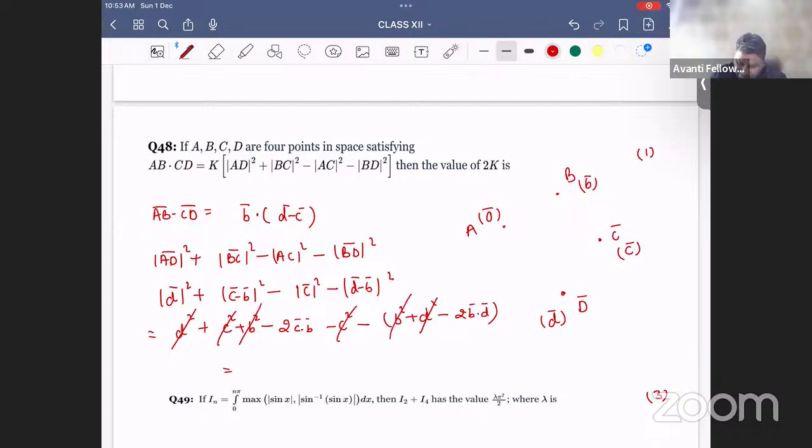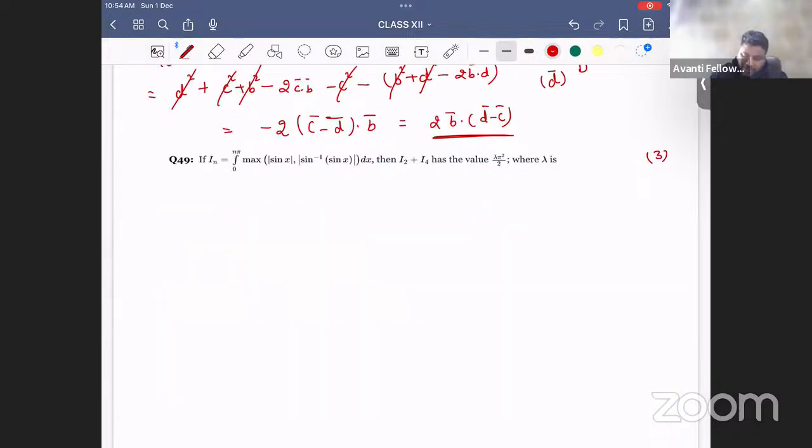So I am left with minus 2 times C minus B dot D. CB, C minus D dot B. So I can also write it twice of B dot D minus C. And if you compare it with this, your k is 1 by 2. Got it? Next.